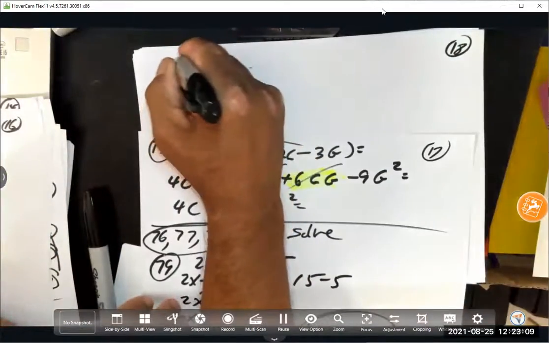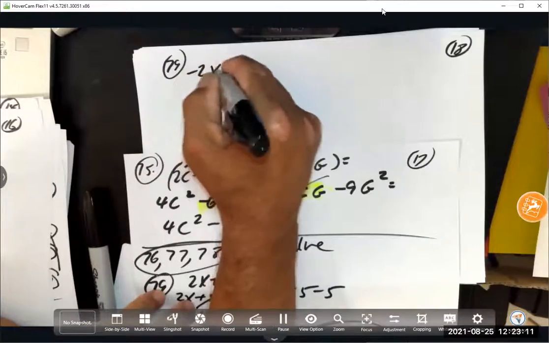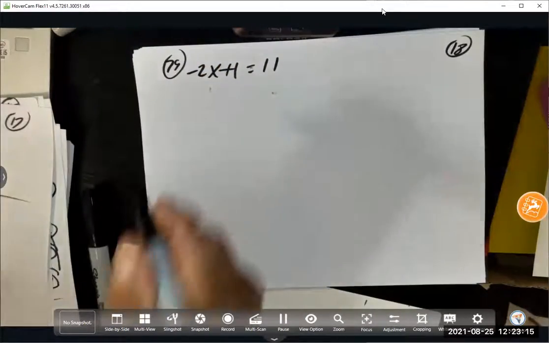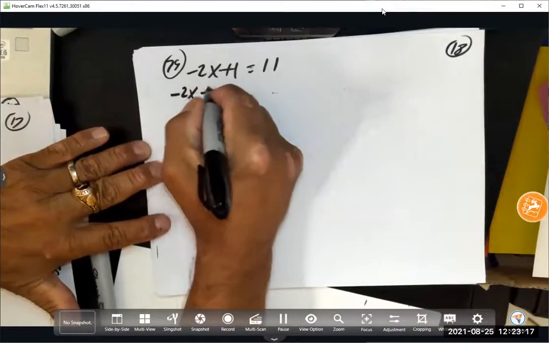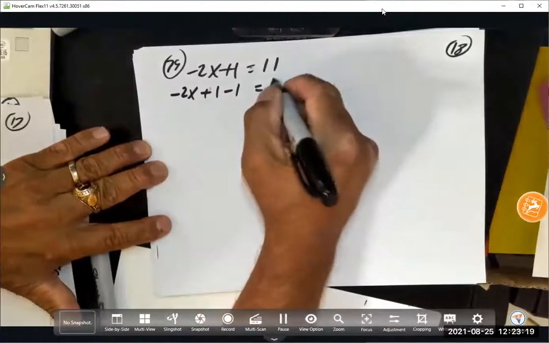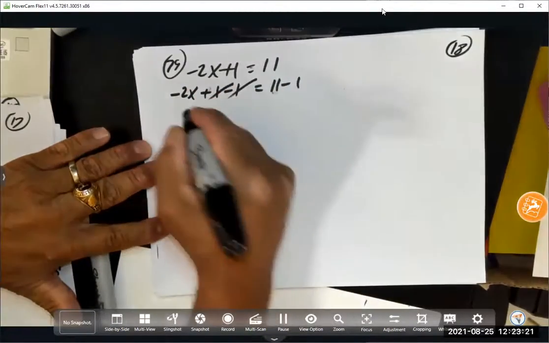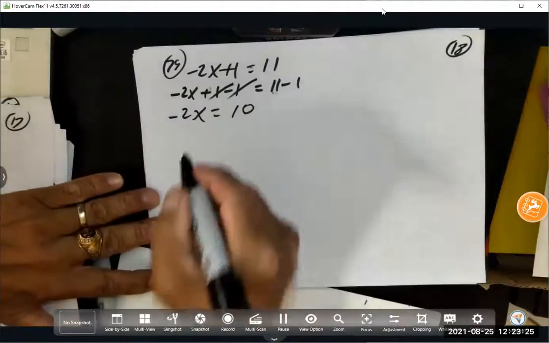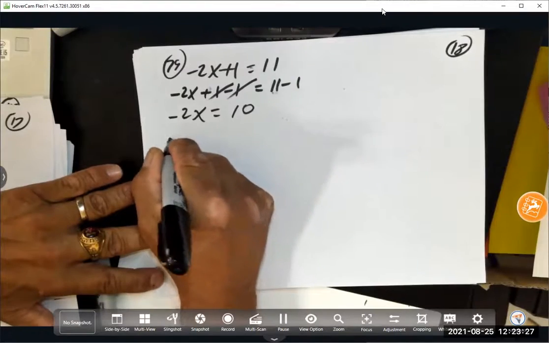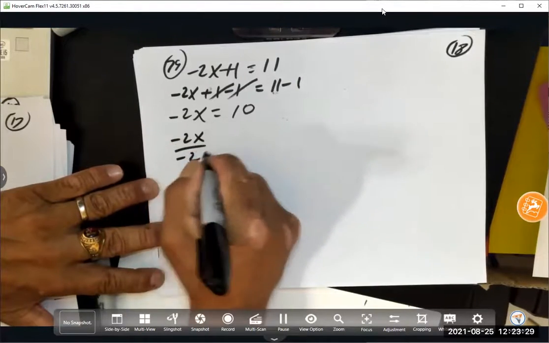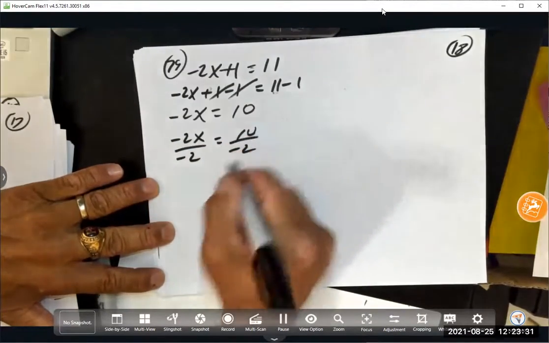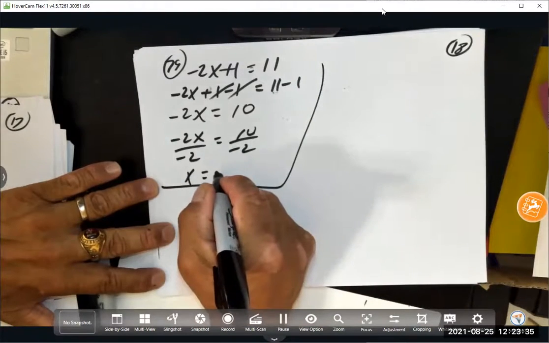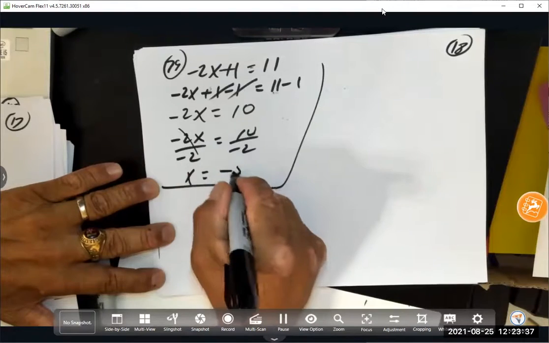Okay, another one, 79. Negative 2x plus 1 equals 11. Tell me, what do I subtract or add to both sides? Minus 1. Minus 1, minus 1, these are gone. So negative 2x equals 10. Then what? Divide by negative 2. Yes, divide by negative 2, divide by negative 2. So x is, what's the answer? Negative 5. Yes, do another one.